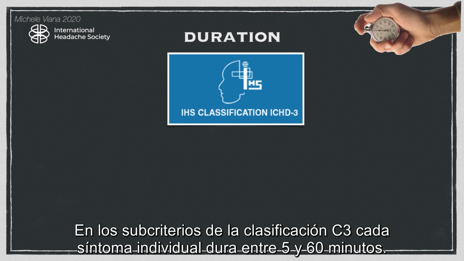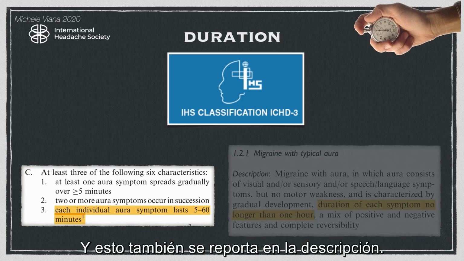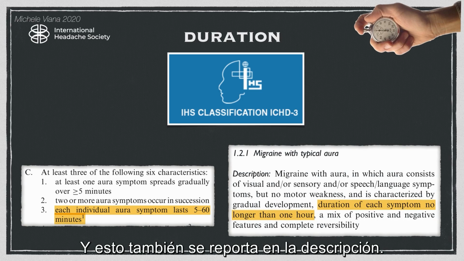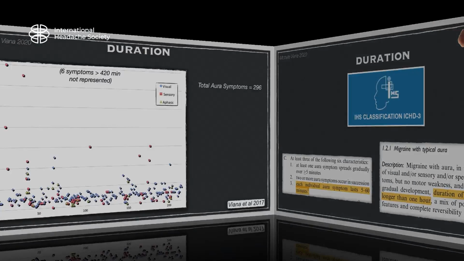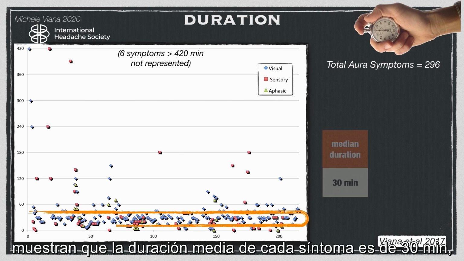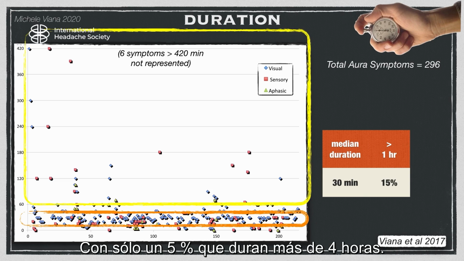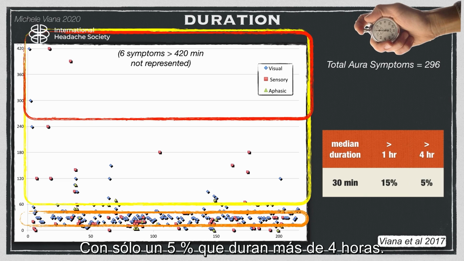Duration. In the classification, criterion C3 reports that each individual symptom lasts between 5 to 60 minutes, and this is reported also in the description. Prospective data recorded on diaries on more than 200 auras show that the median time of each symptom is 30 minutes, but 15% of aura symptoms last for more than 1 hour, with only 5% exceeding the 4 hours.